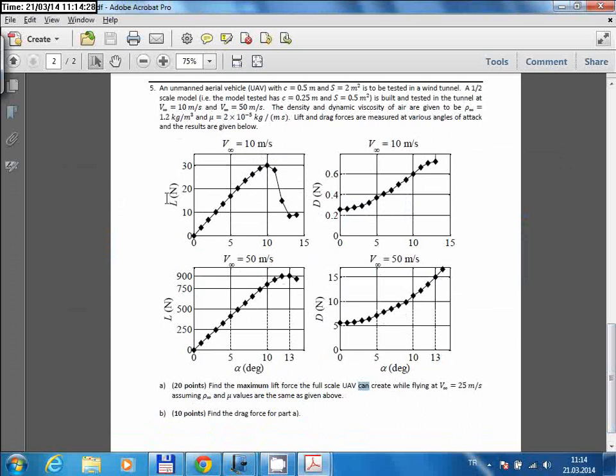So there are 2 lift curves and 2 drag curves. Right? This is one drag curve, this is the second drag curve. And there are 2 lift curves. And these lift curves are obtained at 2 different Reynolds numbers. So that's why we calculated the Reynolds numbers for these 2 tests at first.